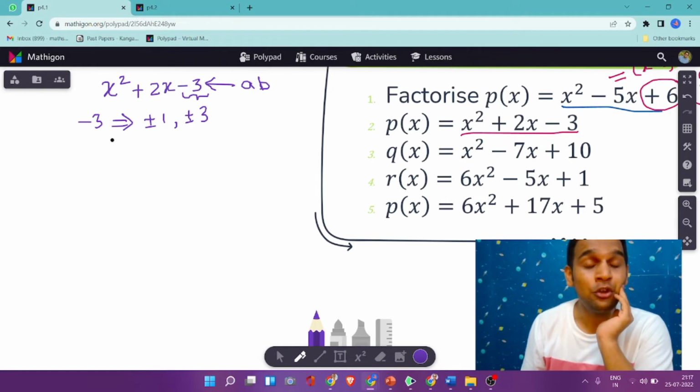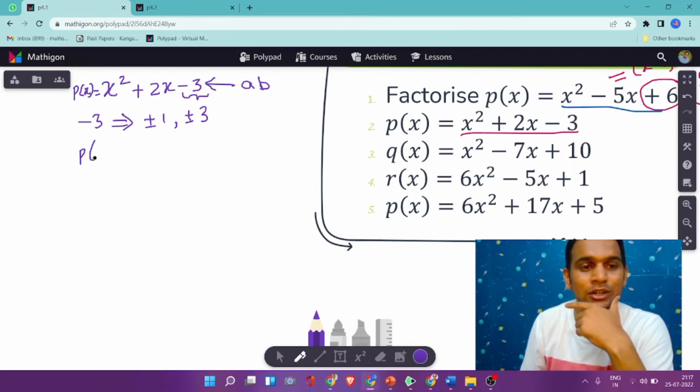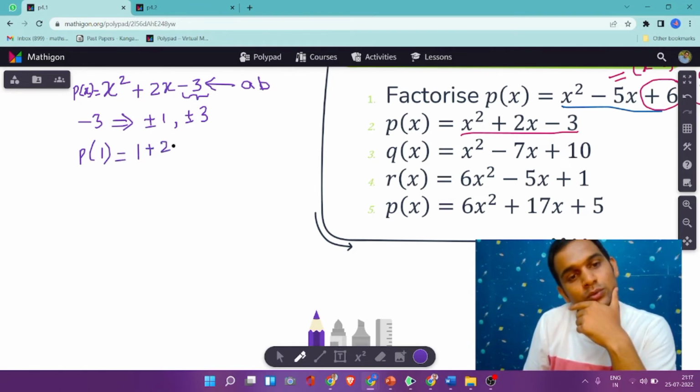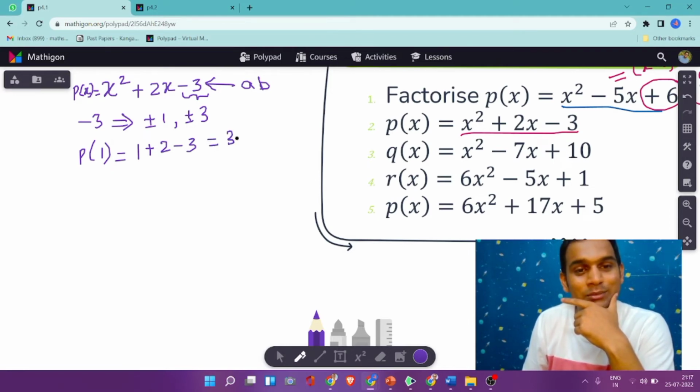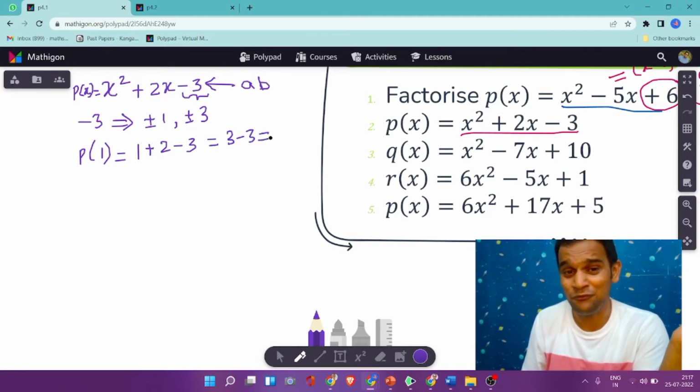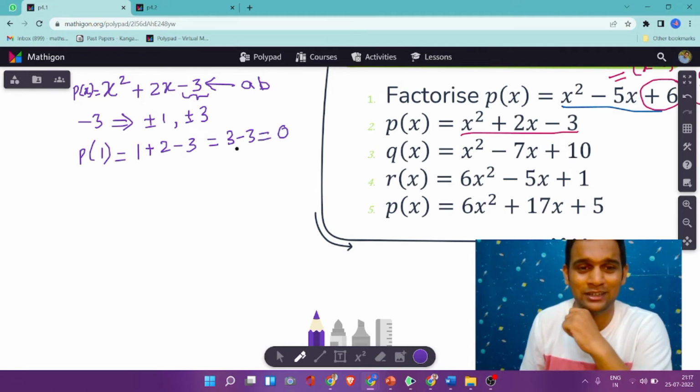Okay, so let's try to find it out. This one is named as P of X. P of X equals this polynomial. Quickly, let's find it out. P of 1. So P of 1 will be 1 plus 2 minus 3, because 2 times 1 is 2. So 1 plus 2 is 3, minus 3. In the first go itself, we were able to find the value. So 3 minus 3 is 0.